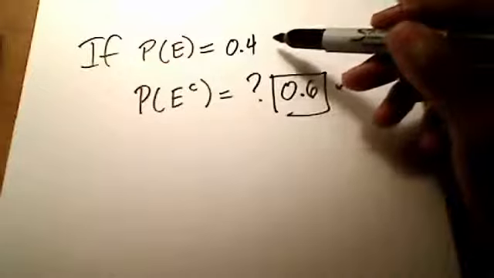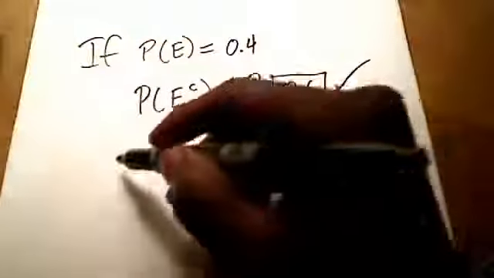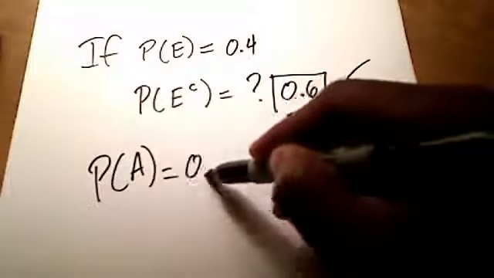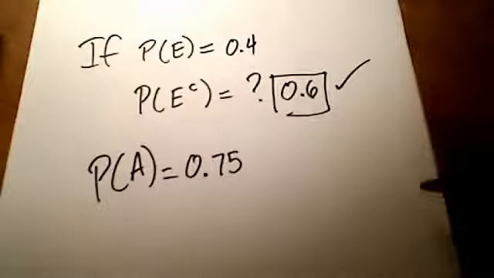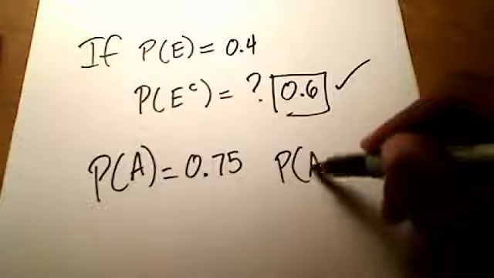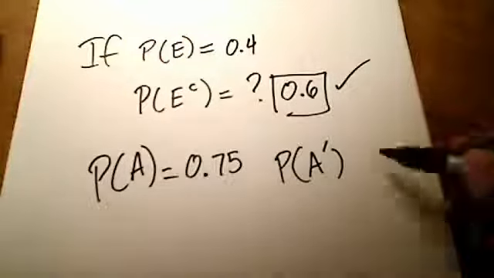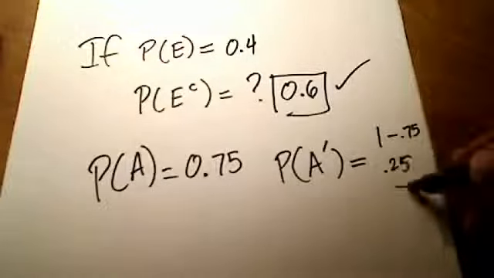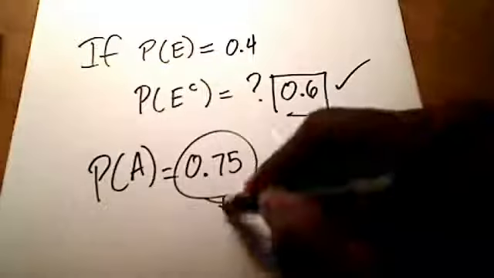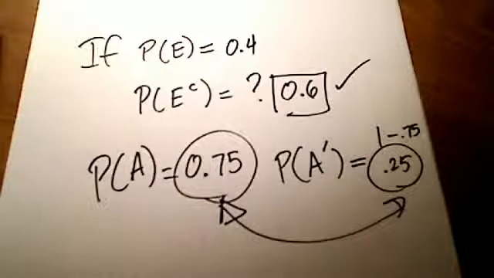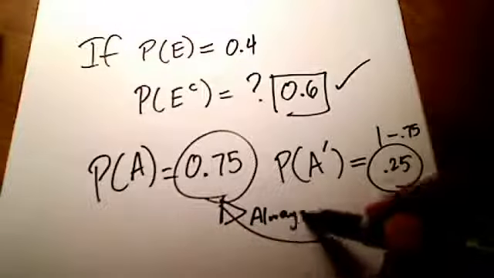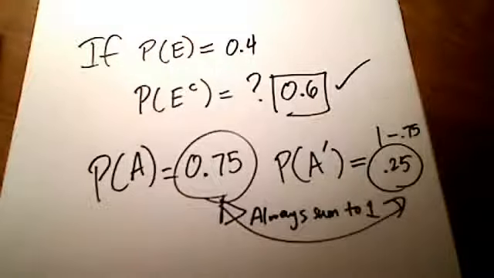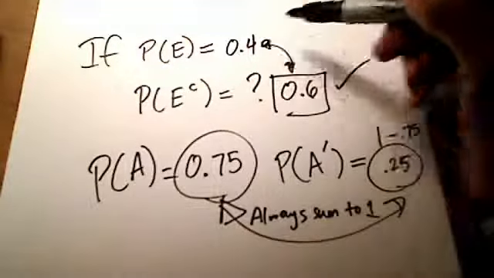If the probability of an event, let me make up a different one here, if the probability of some event A was 0.75, then the probability of its complement, this time I'm going to use that notation, is 1 minus 0.75, or in this case, 0.25. So these two numbers, an event and its complement, should always sum to 1. They always have to add up to 1, just like these two here are complements of each other, they add up to 1.